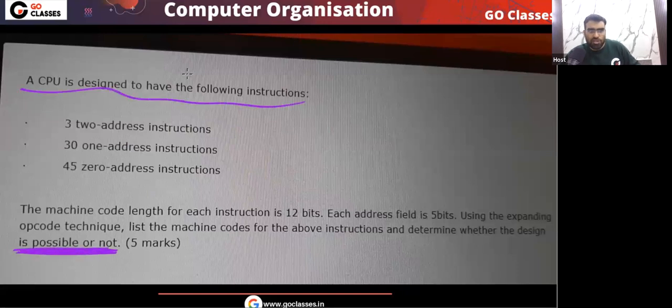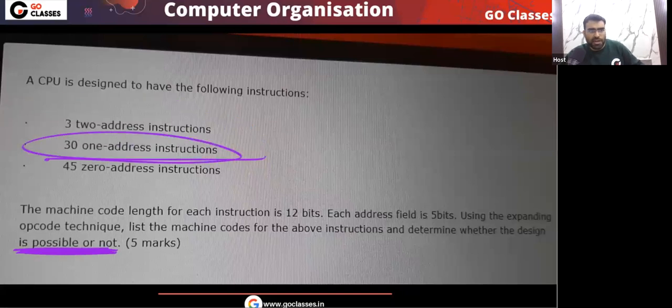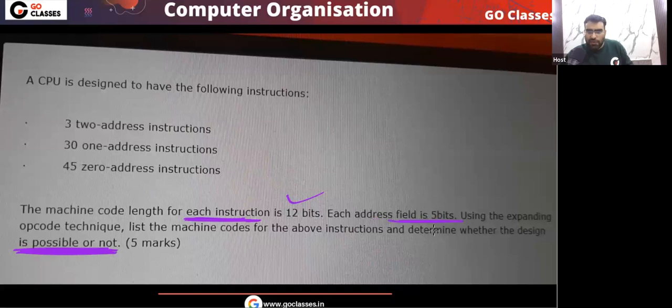A CPU is designed. You are designing a CPU to have the following instructions. This is the instruction set you want: 3 2-address instructions, 31 1-address instructions, 45 0-address instructions. The machine code length for each instruction is 12 bits. This is the instruction length. Each address field is 5 bits. Every address field has 5 bits.